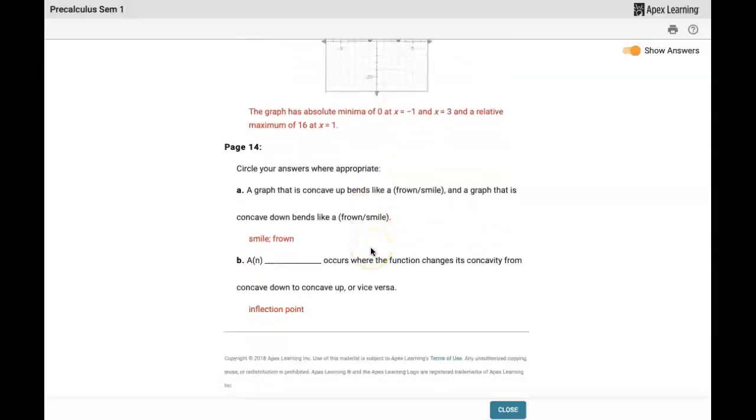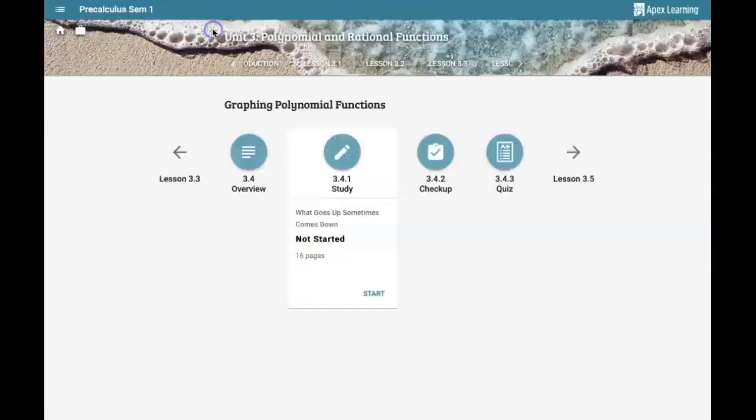Okay, so then last question here. The graph that is concave up is like a smile, or I say a cup. All right, and then the graph that bends down is like a frown. And the point where this concavity changes is called our inflection point. Okay, it's called our inflection point.